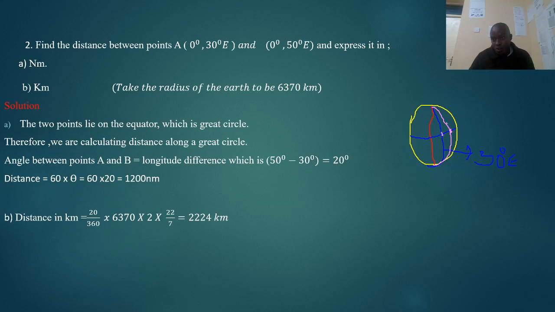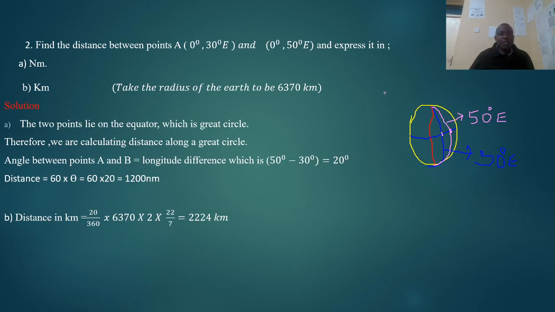You need to know them. This is 50 degrees east, and we also have 30 degrees east. These are point A and point B. Now we need to find the longitude difference, but we use the formula for the great circle, not for the small circle.